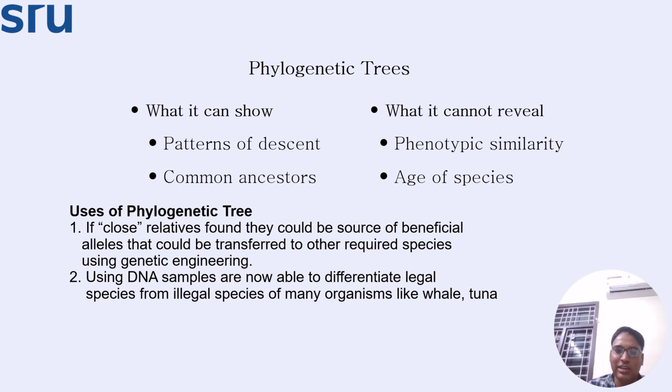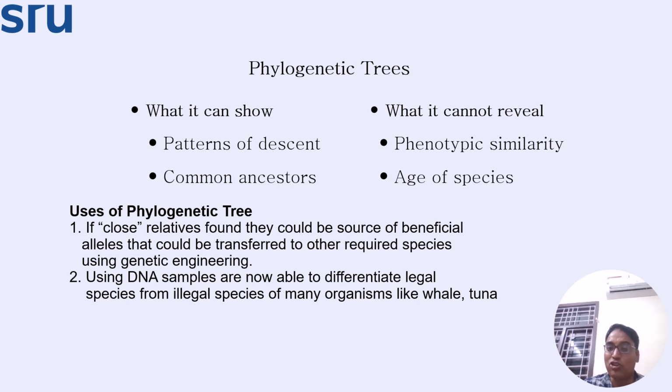Now understand, even if we take the sequences, normally what happens is we take many sequences, some of which are very close functionally, some of which may not be functionally closer. So their structures may be substantially different. In that case, always remember what it can show. Even if you build a phylogenetic tree for this entire analysis, whatever we are discussing, patterns of descent, common ancestors, it can show 100%. But phenotypic similarity cannot be guaranteed.